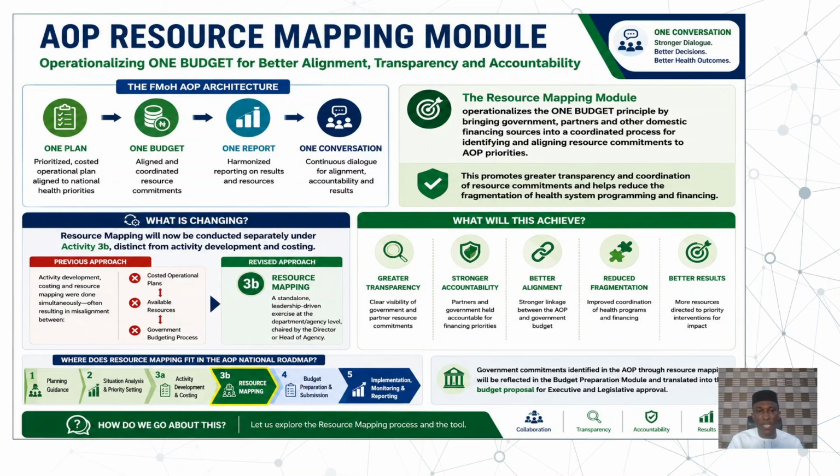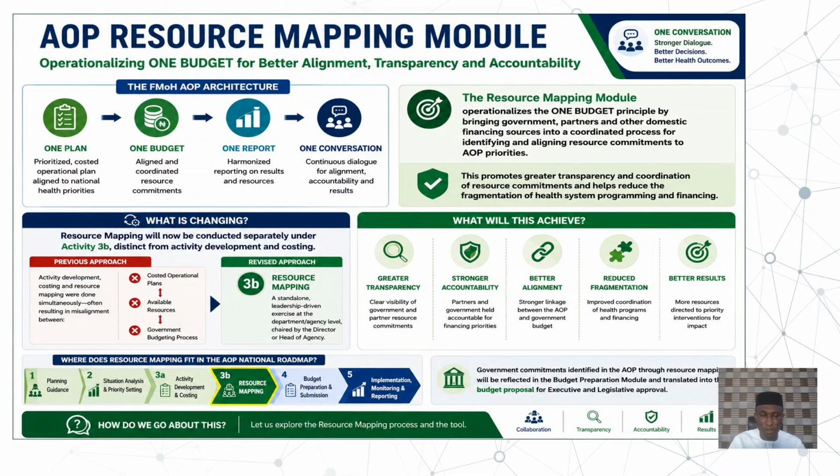So this resource mapping exercise helps us to bring both partners and government in the same room. And that is one of the things that is new in this year's planning cycle. As you can see in the order of the AOP process, we have the resource mapping in activity 3B, whereas the activity development and costing is under activity 3A. So before now, activity development, costing, and resource mapping were done simultaneously in a single meeting.